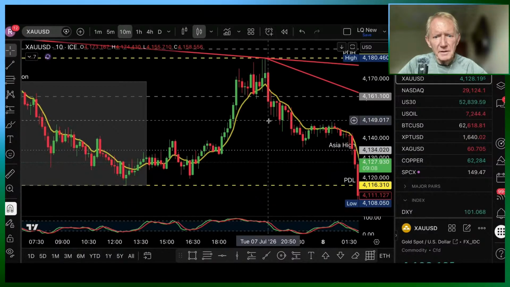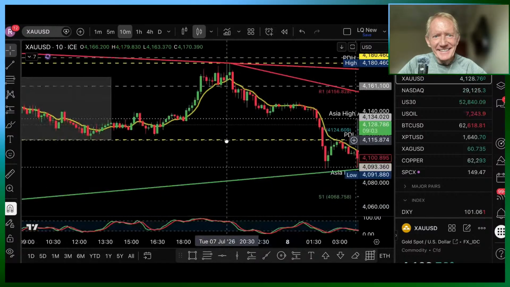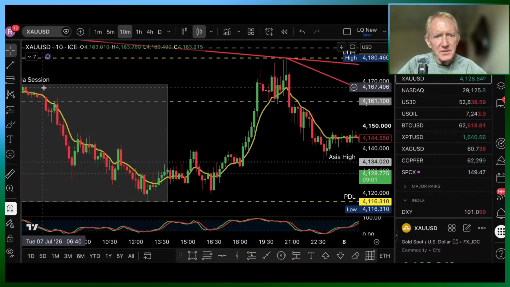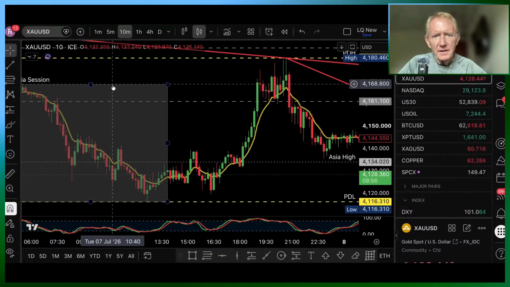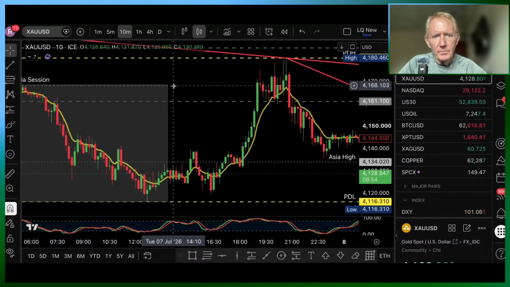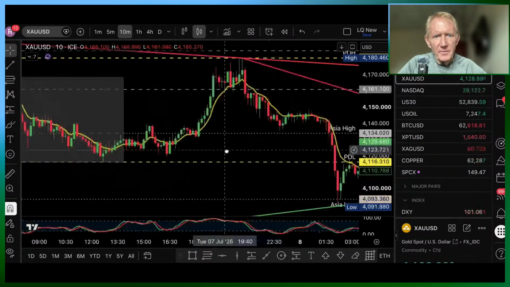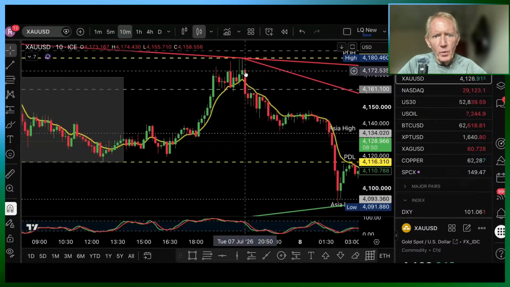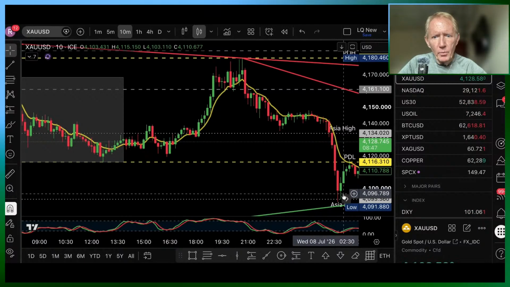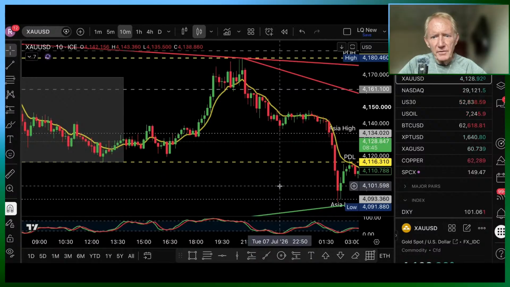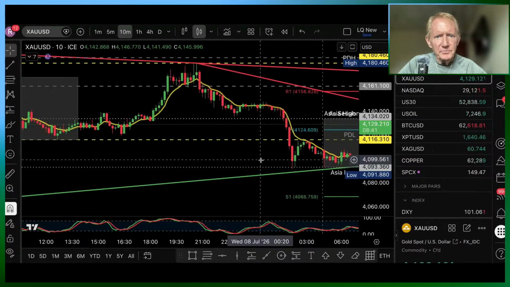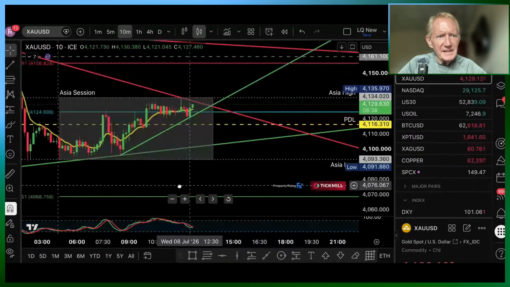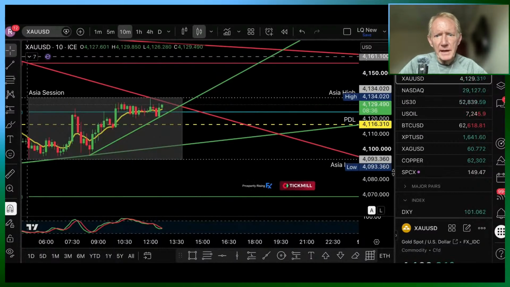Then when New York opened, well, they didn't like that too much, and they brought it back down. And that's because all it did yesterday, they took out the Asia high. You see, the Asia high was right here. That's the liquidity pool. They took out that Asia high, and then they hesitated for a while, and then they finally got going. Boom, and it just went down for the rest of the New York session. But I wasn't trading yesterday. I'm just back in the saddle today.